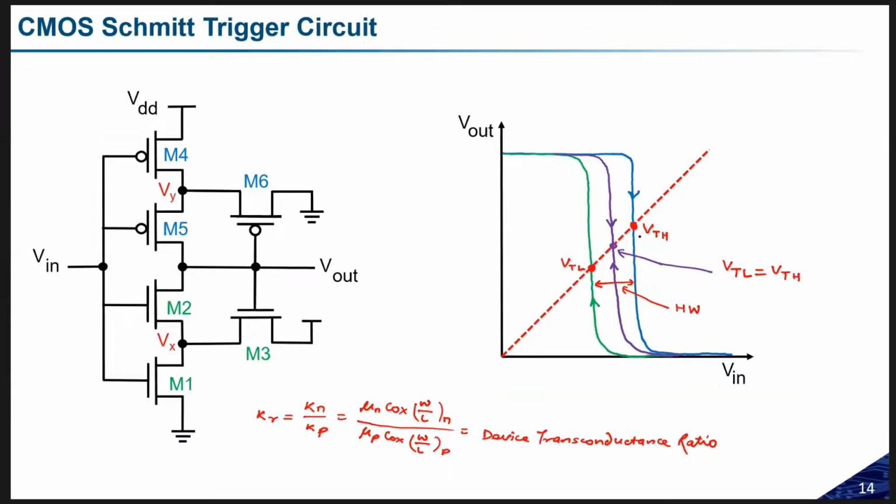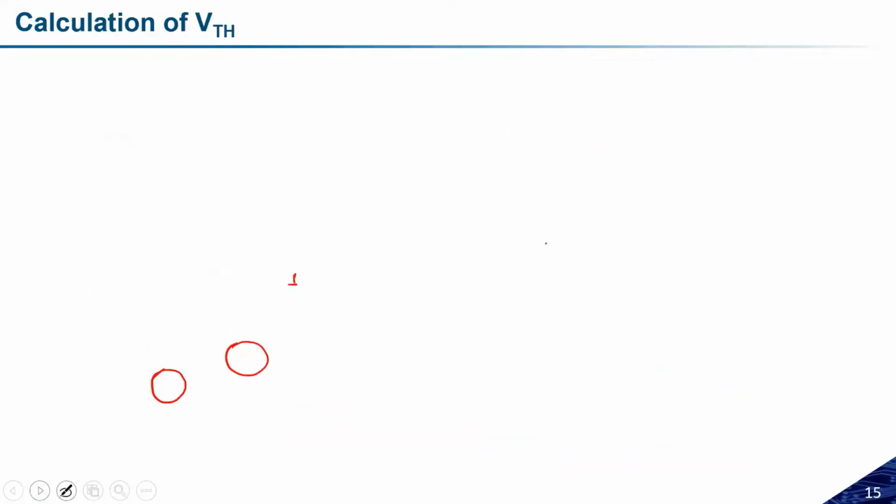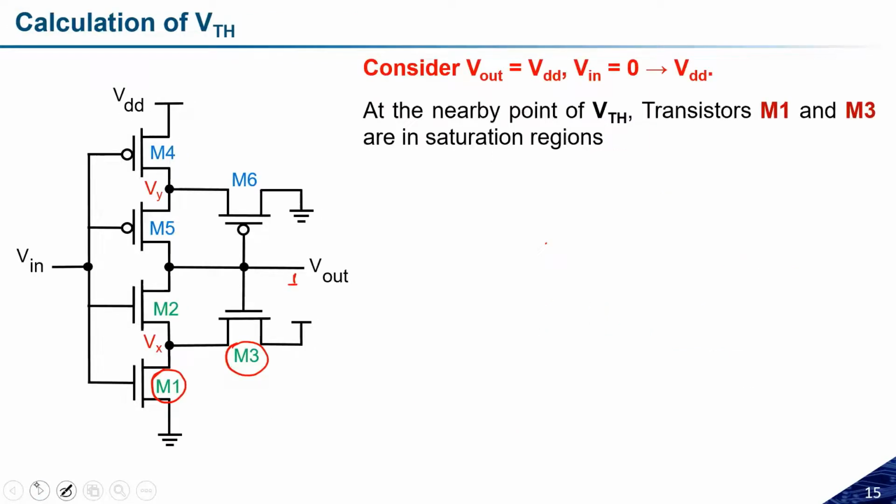Let me go back to this slide here. If you see here, this is the point where both the transistors are in saturation. This is the same condition as in an inverter, the point at which both the pull-up network and the pull-down transistors are in the saturation region. But because this VTH is decided by the feedback path, at the nearby point of the VTH, transistors M1 and M3 both will come into the saturation region, because this is high, this transistor is activated and this VDD will transfer to this one.